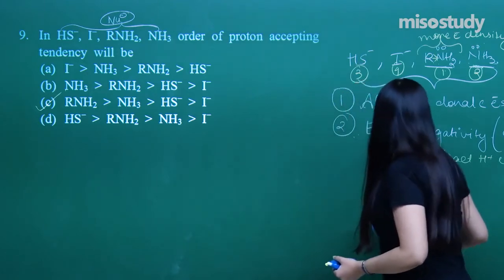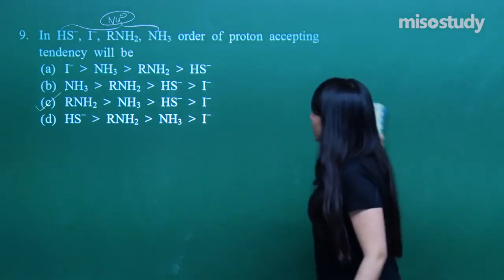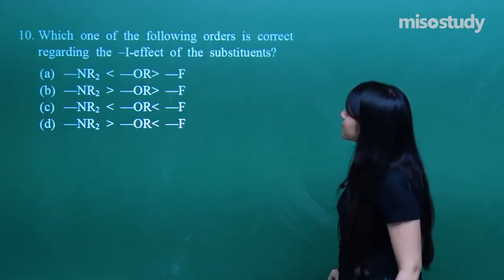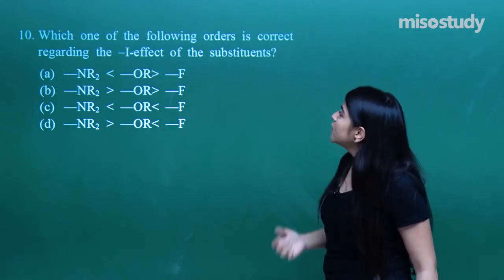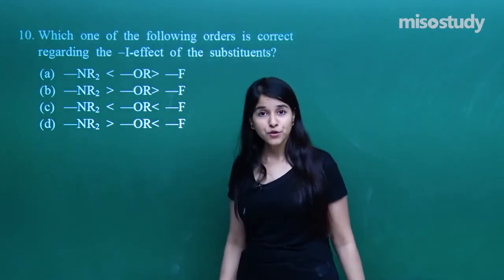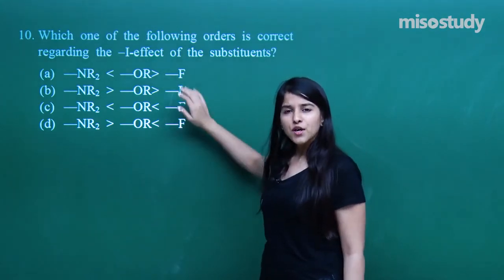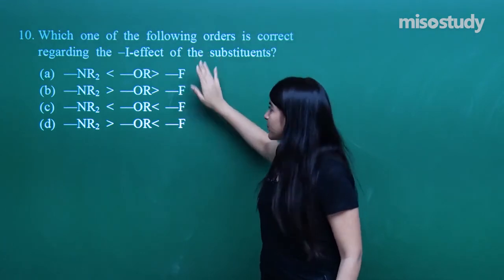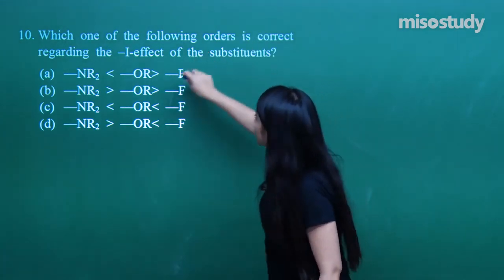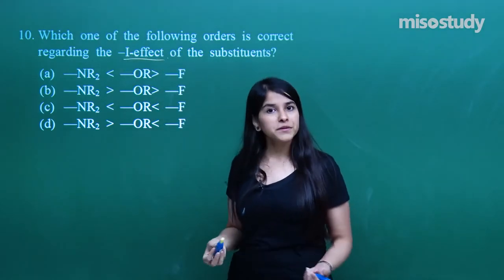Now, let's move on to the very last question. What do we have over here? So it's a pretty simple question. Again, which one of the following orders is correct regarding the minus I effect of the substituents? Seems to be so much of complications, but it is pretty easy. I have got 3 groups, I need to just arrange them in the order of minus I effect, which is attracting more. So what would be the approach?